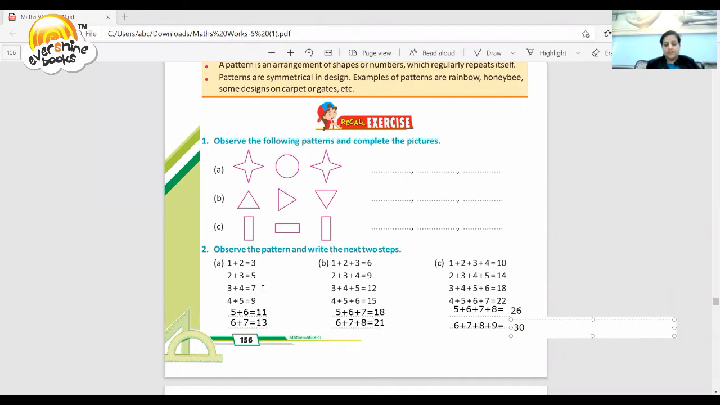Here it is the difference of 2. Here it is the difference of 3. And we can say this is the table of 3. Here we can say there is the difference of 4: 14, 18, 22, 26, 30 is the answer. Likewise, you have to do all the pattern type work.